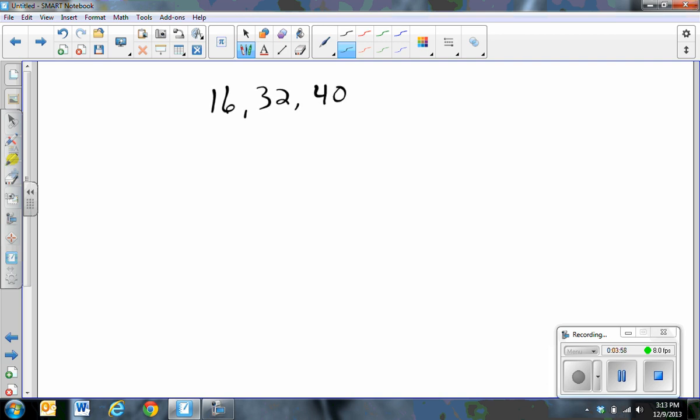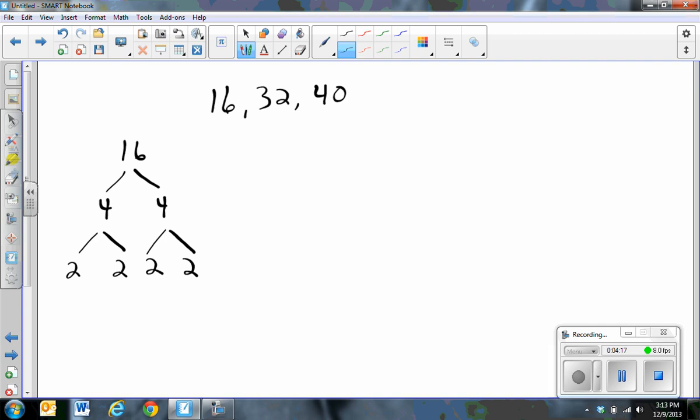Okay, so now we want the greatest common factor of all 3 of these numbers. We'll start with 16, and I'm going to write that as 4 times 4, and then 2 times 2, and 2 times 2. So 16 is the same as 2 to the 4th.